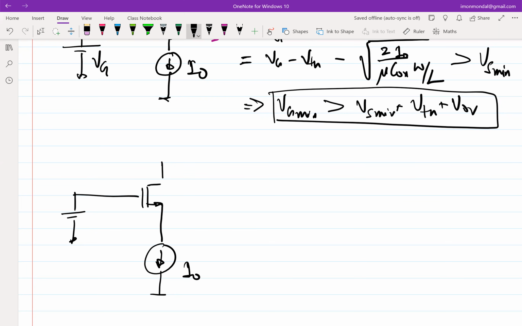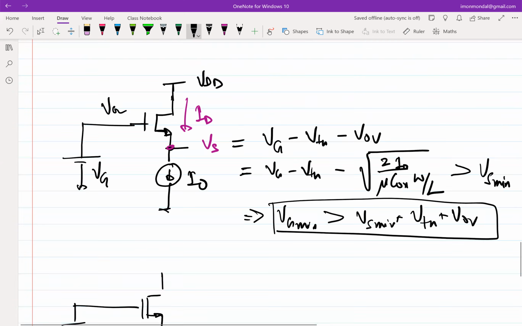Yes. In the previous case, when I0 was on the drain side, if there was a DC voltage or battery at the gate, two independent sources were trying to set the same current. But in this case, because of VS, the VS can adjust itself such that the current can be set by I naught.